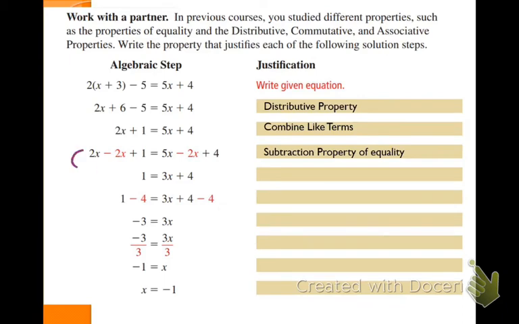And then from here to here, they had 2x minus 2x, so now we have nothing. They had 5x minus 2x, which is 3x. So what did they do? Yes, but they combine like terms. That's all. Some of these things we do in our head. This next one, what did we do on both sides? We subtracted 4, which means subtraction property of equality. You subtracted 4 on both sides.